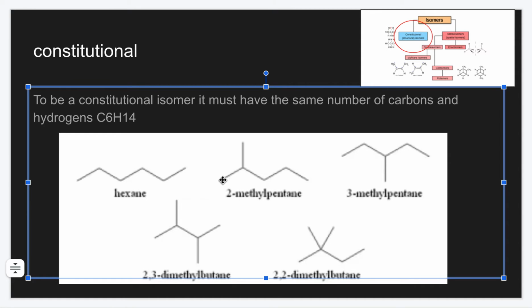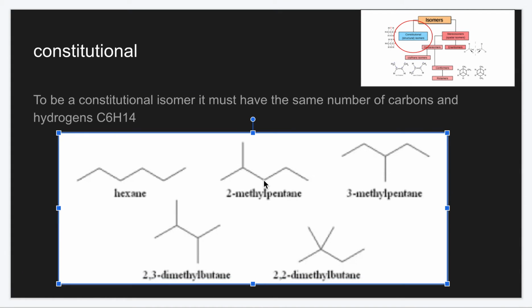So, okay, we know that these are isomers because they're all put together, but if we wanted to tell, we could just count the number of carbons. So in this 2-methylpentane: 1, 2, 3, 4, 5, 6 carbons, and then 1, 2, 3, 4, 5, 6, 7, 8, 9, 10, 11, 12, 13, 14 hydrogens, so it checks out.